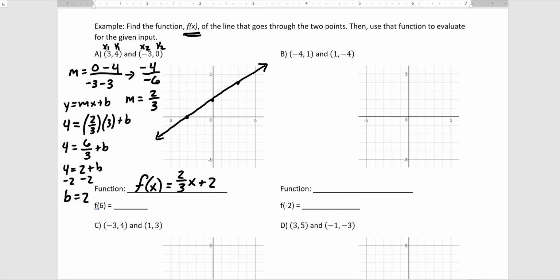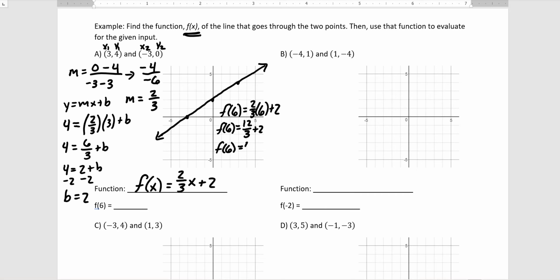All right, now they want us to find f of 6. So remember, to do that, I plug in 6 for my x. So I'm going to go ahead and do this on the graph here to save some space. So f of 6 equals 2/3 times 6 plus 2. Well, 2/3 times 6 is 12 over 3, plus 2. 12 divided by 3 is 4.